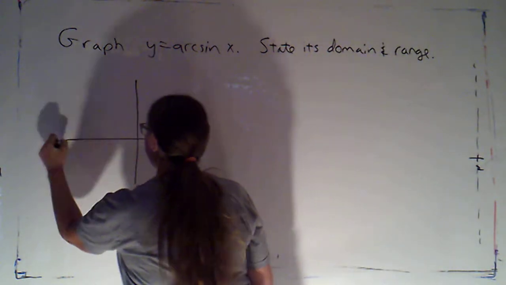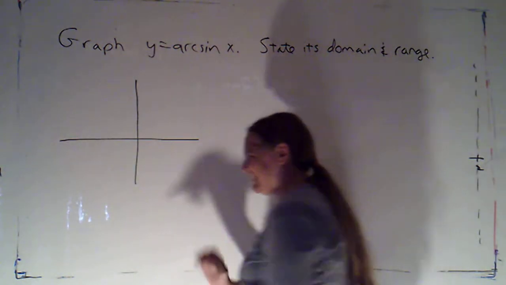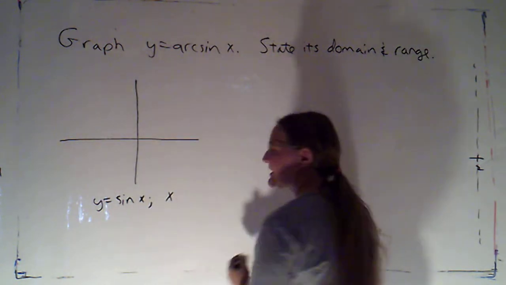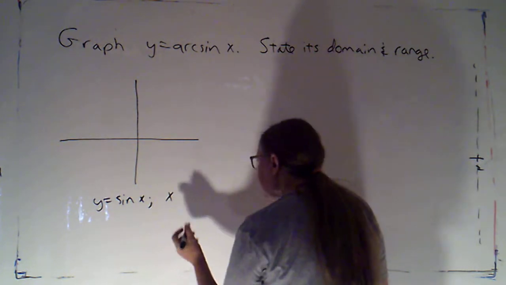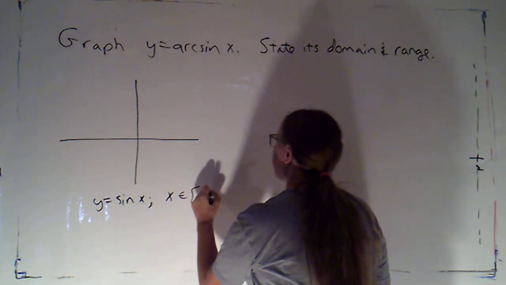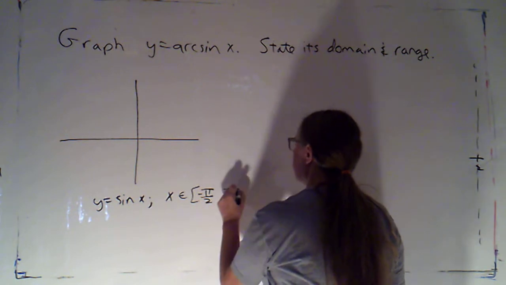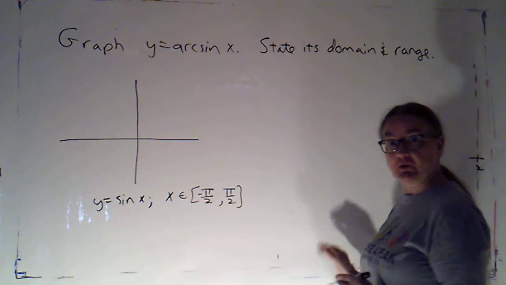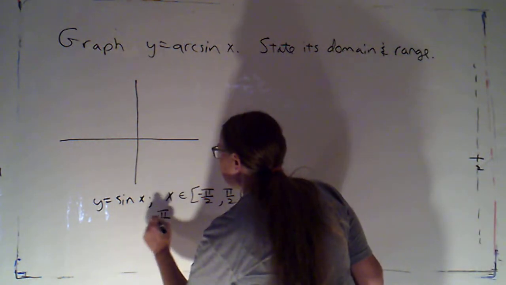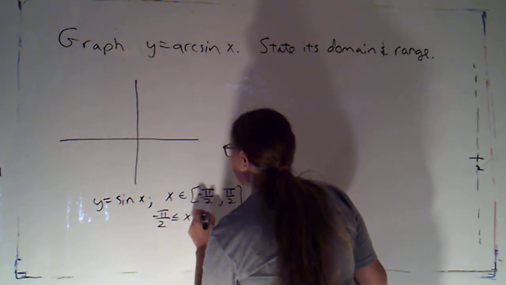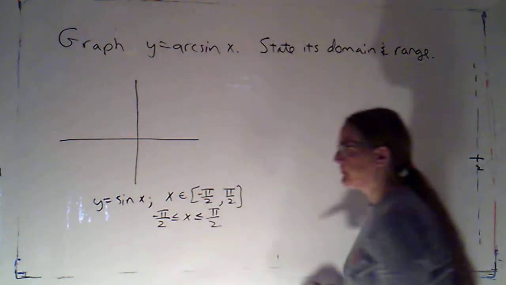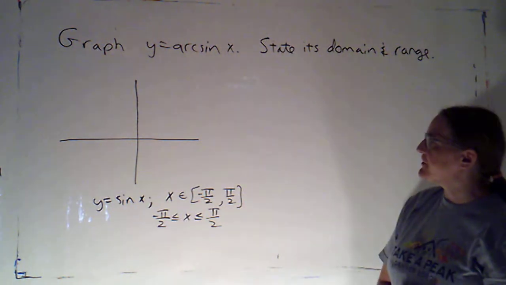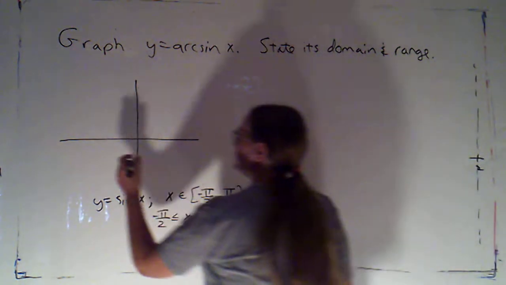I want to remember that that function is not sine. It's y equals sine x with the restricted domain. That x has to be in the interval from negative pi over 2 to pi over 2. I could either write that out in interval notation, or I could just use an inequality, negative pi over 2 less than or equal to x less than or equal to pi over 2. But that whole thing is the formula for the function that we're going to be taking the inverse of.